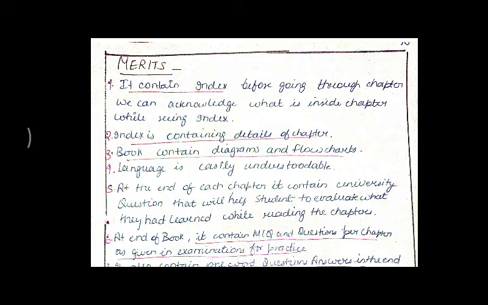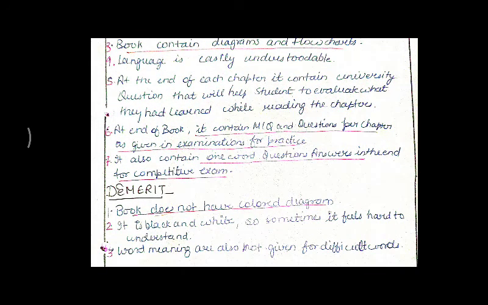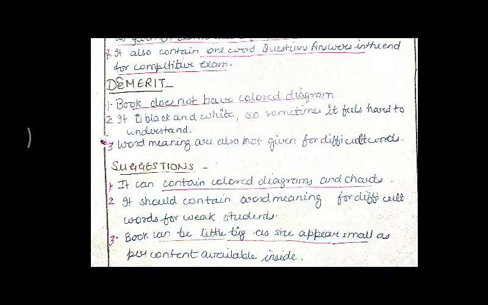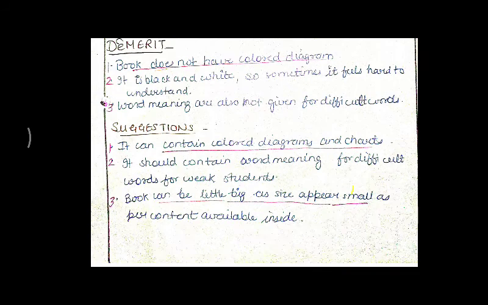In merits everything you can mention about its index, flowcharts, diagrams, detailing of chapters, and MCQ questions, exercises. Demerits are mostly the same for all books, as these books are literally black and white, which leads to boringness, being uninteresting. You can say that there must be some colors to it.